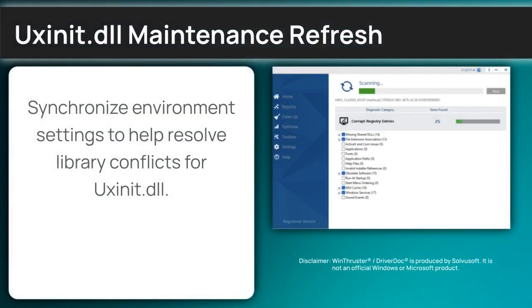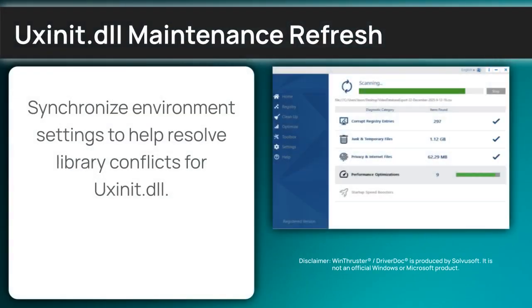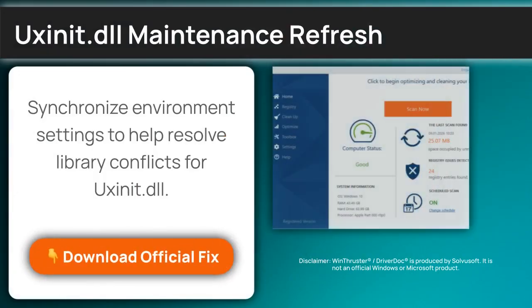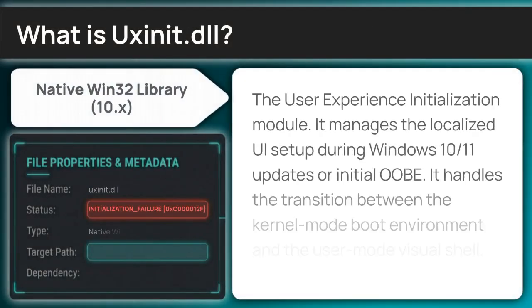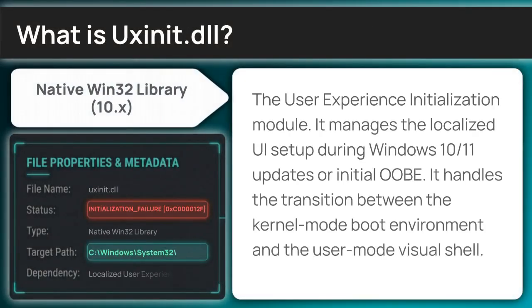Before we get started with Uxinit Library, you may want to try the diagnostic path below to ensure your system is properly synchronized. This is the Uxinit Library, the User Experience Initialization module. It manages the localized UI setup during Windows 10 and 11 updates or initial OOBE. It handles the transition between the kernel-mode boot environment and the user mode visual shell.